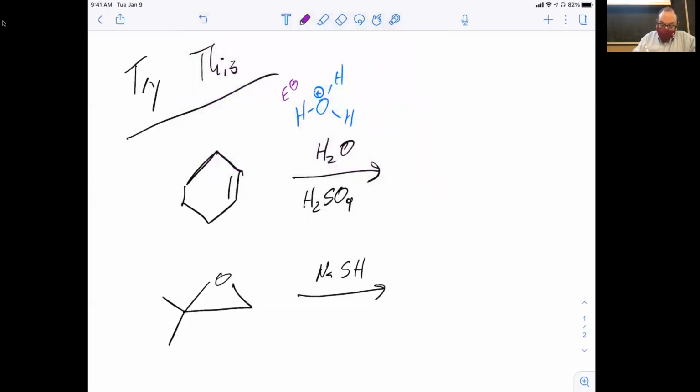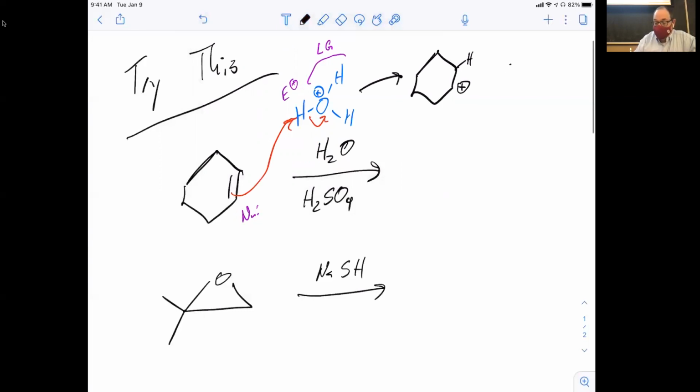right? We know that this pi bond is our nucleophile. We know that water is a good leaving group. So therefore we can say nucleophile attacks electrophile, leaving group leaves. All right, that will get me to this state. So I got the hydrogen and I form a carbocation.